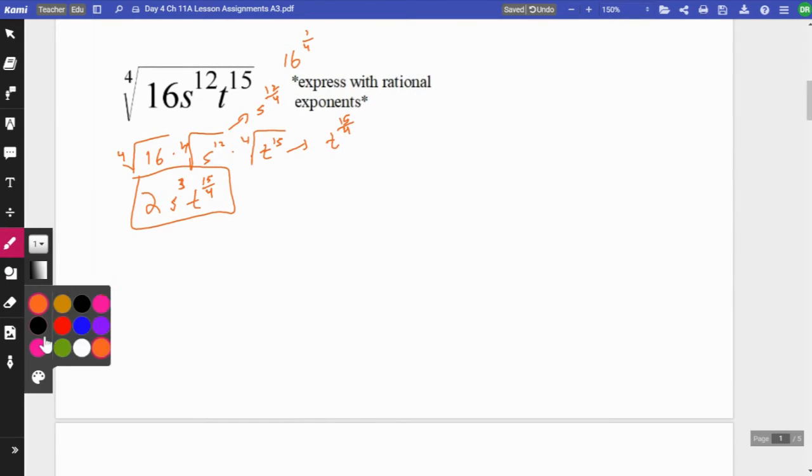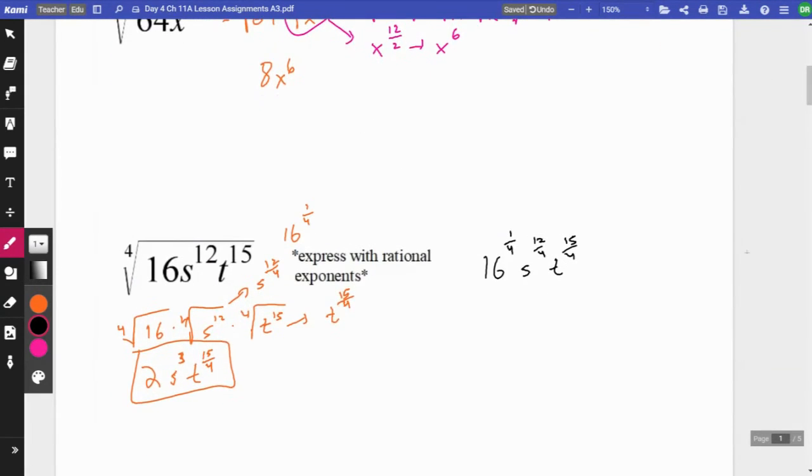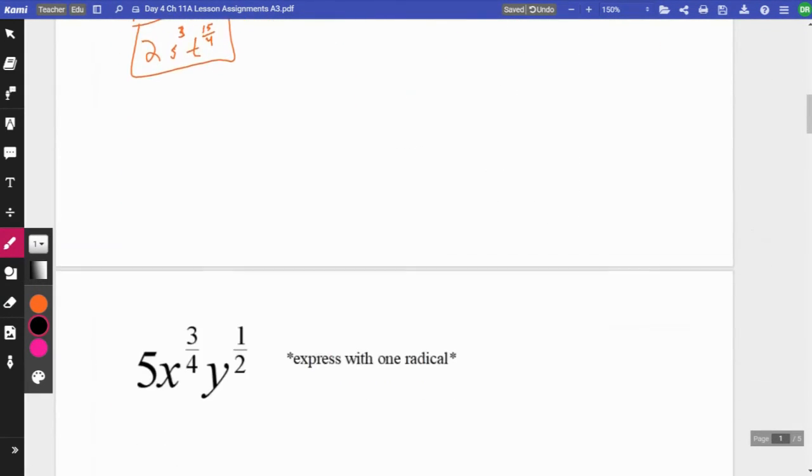This problem could be interpreted, just so we're clear, as just expressed with rational exponents. If that was the case, it would just be 16 to the 1/4, s to the 12 fourths, and t to the 15 fourths. And then we would simplify some of these, like s to the 3rd. If they're not asking to simplify, we could leave 16 like this. But I interpret this as we're simplifying it, and then anything we can't express as rational exponents.